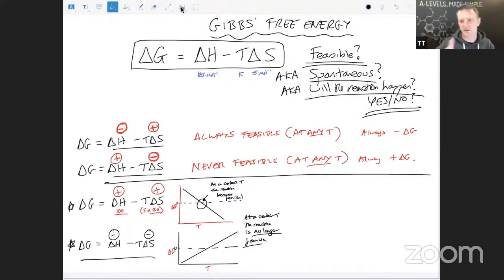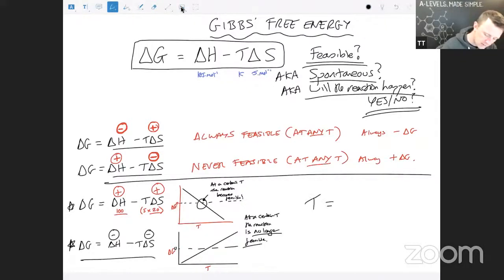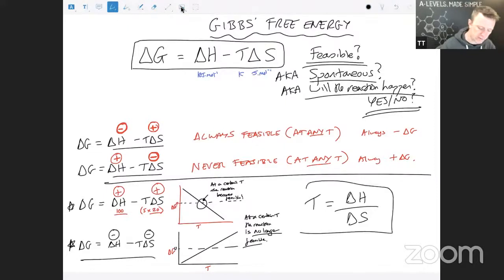So anyway, somebody was asking, I can't remember who it was, how do we find the temperature at which a reaction becomes feasible? Well, temperature equals delta H over delta S. That's it. Done. That's all you need to do. Just remember that. It's in your cheat sheet. So T equals delta H over delta S.